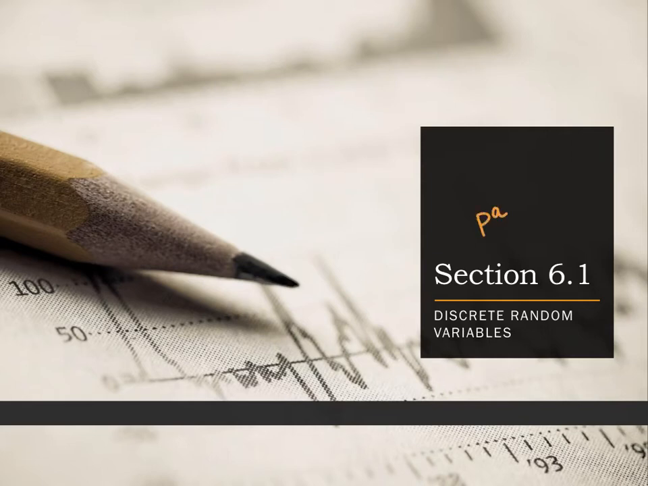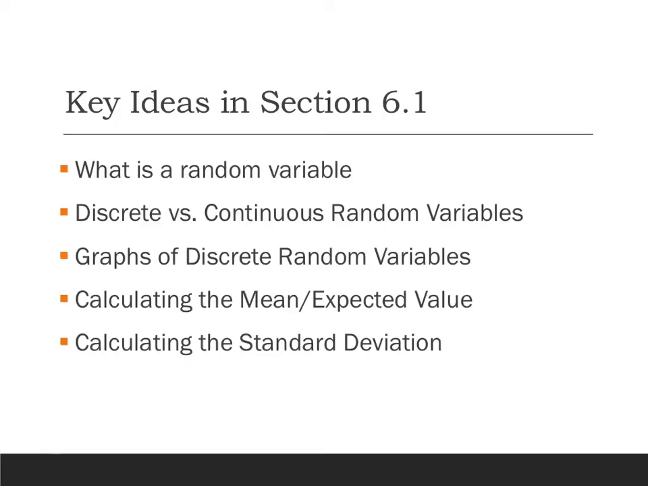This is the first video for section 6.1. We're only covering one section in chapter 6, but there are several things that we'll need to talk about. And the first thing is to find out what is a random variable. And so we'll define that.